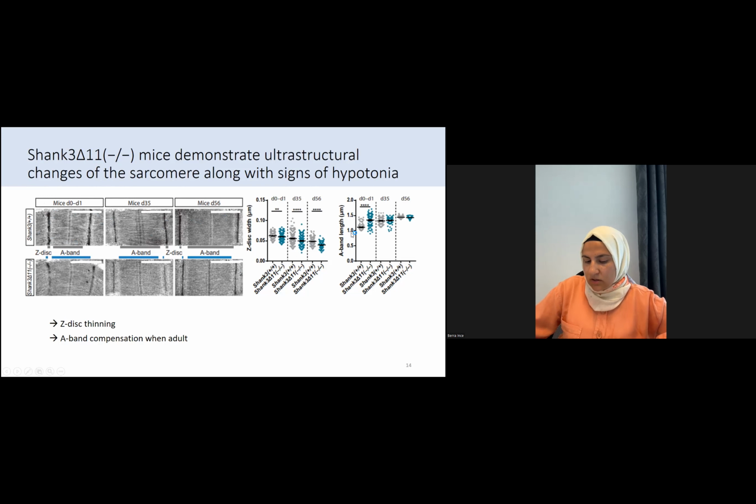And they were thinner in all knockouts. In contrast, the A-band length was increased in newborns, but unchanged in young and adult Shank3 knockout mice, suggesting differential developmental regulation of sarcomere organization under Shank3 deficiency.